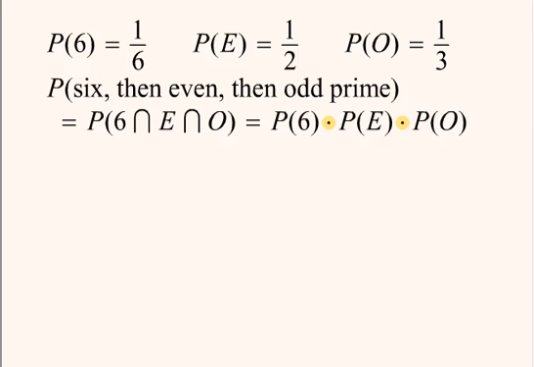The probability of obtaining a 6 times the probability of getting an even number times the probability of an odd prime. So we can just simply multiply 1/6 times 1/2 times 1/3 to get 1/36, and that's the probability we're looking for.